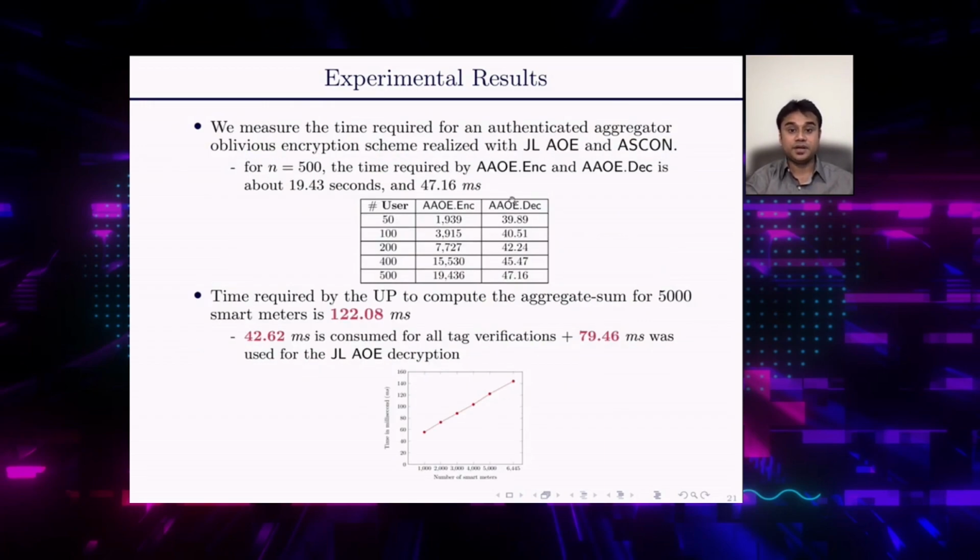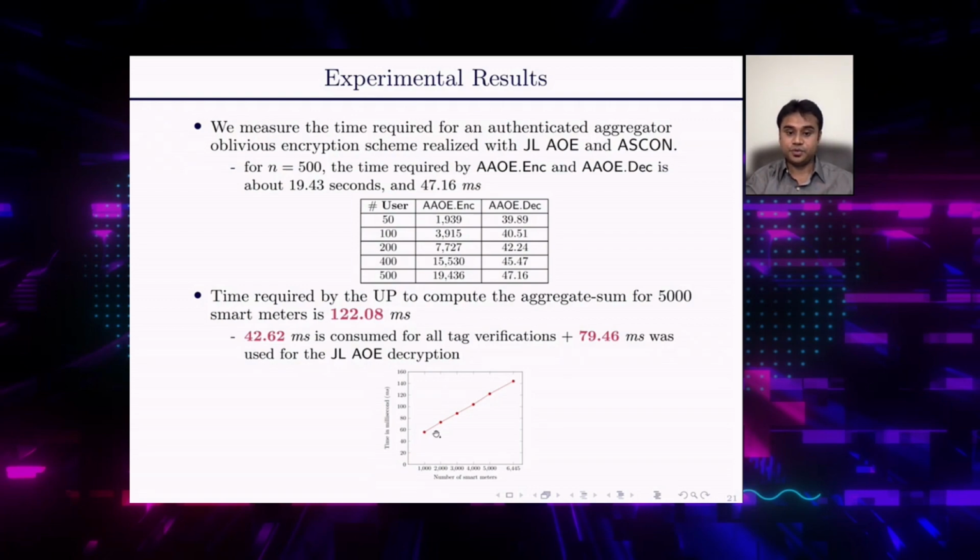According to our experiments, we first did some benchmarking for 500 users: how much time it takes to perform the encryption and decryption by the AOE scheme. For example, if we have 500 users, it takes about 19 seconds to perform all the encryptions. But in a real-world scenario, this computation will be done in a distributed manner, because each smart meter will perform one AOE encryption, and the decryption will be performed by the utility provider. Decryption takes around 47 milliseconds, and we also computed the aggregate sum for 500 users.